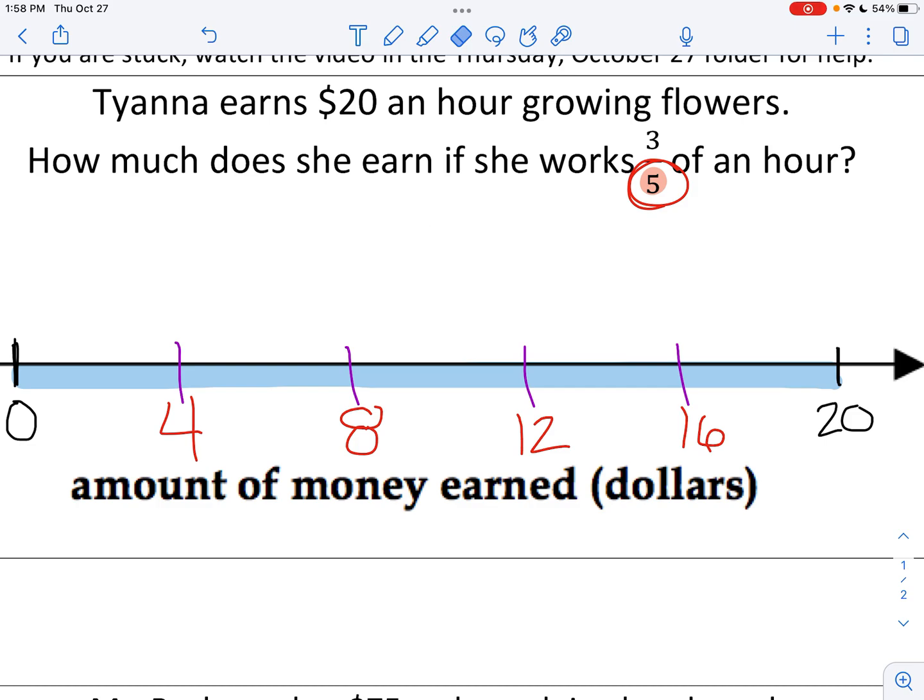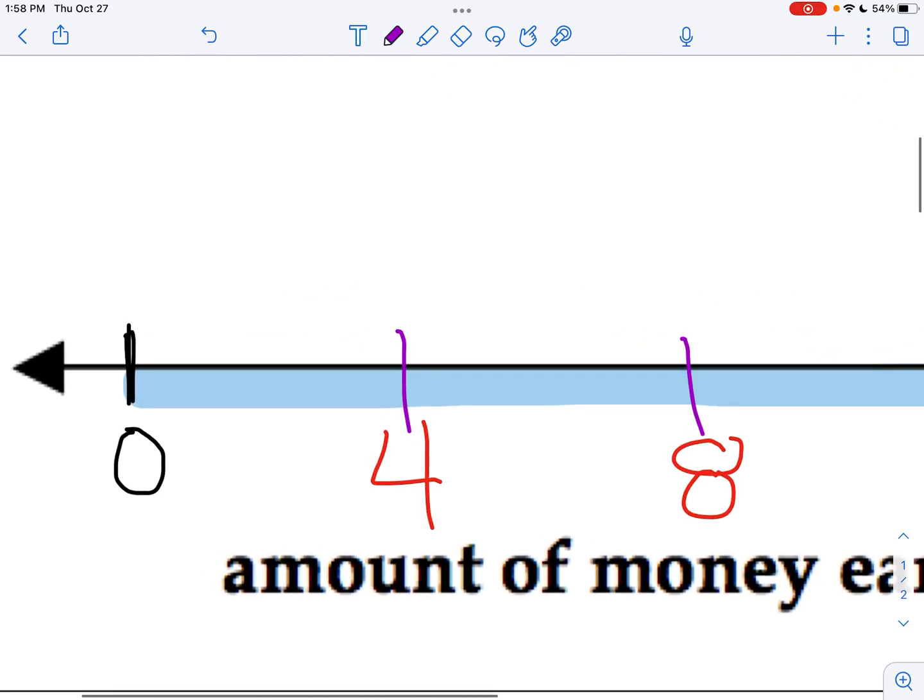Okay, I'm almost done. Now I just need to put Tiana on this. All right, $20 an hour growing flowers. Sounds like a pretty great job to me. All right, probably happy with that job.